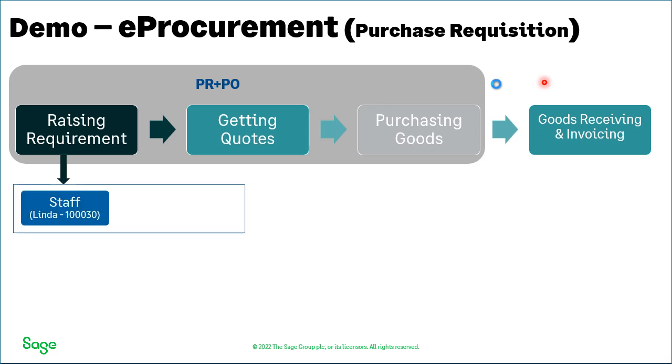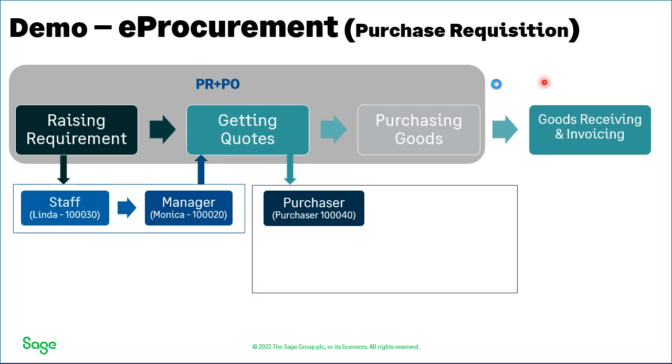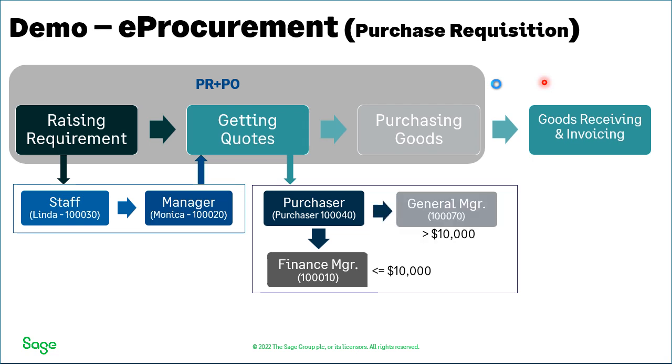The first person, the staff, is Linda. She raises a purchase request and sends it to her manager Monica to approve. Then it is sent to the procurement team, the purchasers, to get quotes, and the purchasers can pass the quotations for either the finance manager or the general manager to make the final decision on where to purchase the items from. If the PO amount is greater than 10,000, it goes to the general manager to approve. If its total amount is less than or equal to 10,000, it goes to the finance manager to approve. Then it goes to the Sage system to create a formal Sage PO and send the PO to the vendor to place the order. I will show this process within the Norming system.